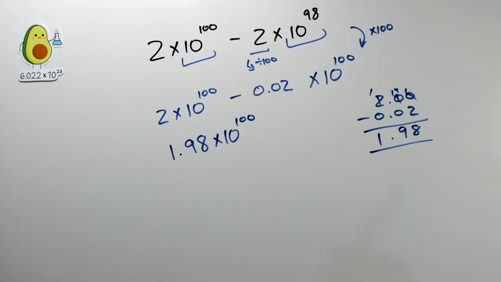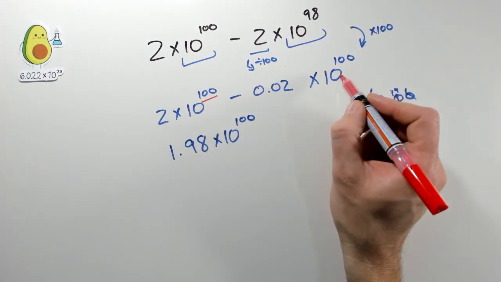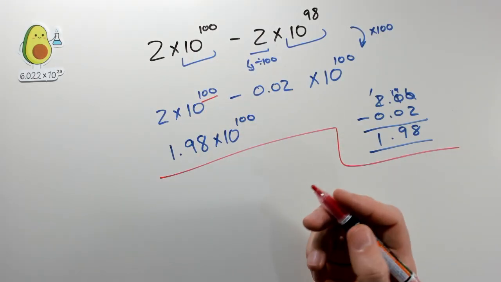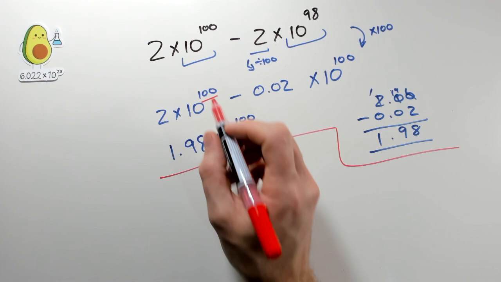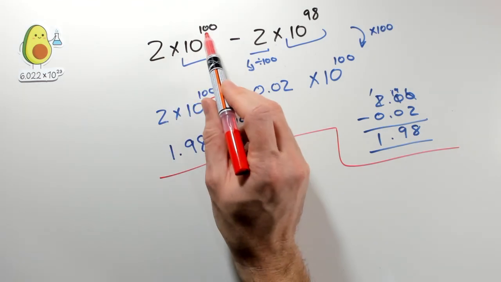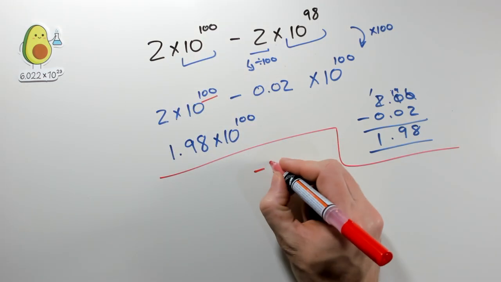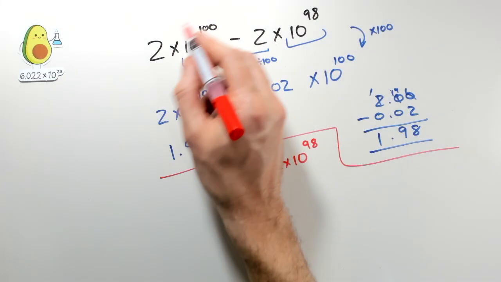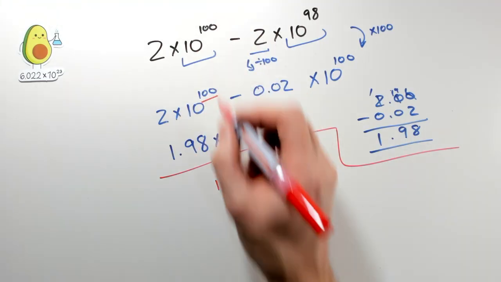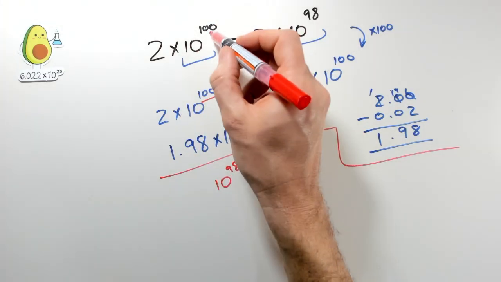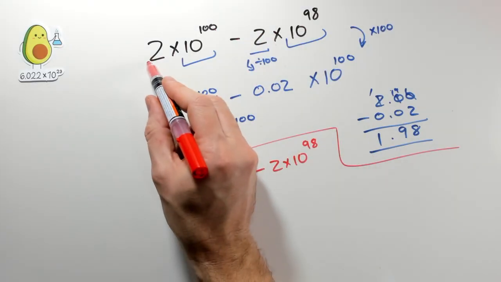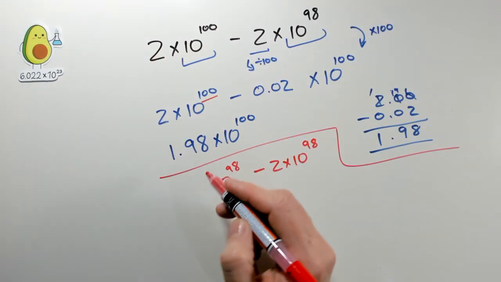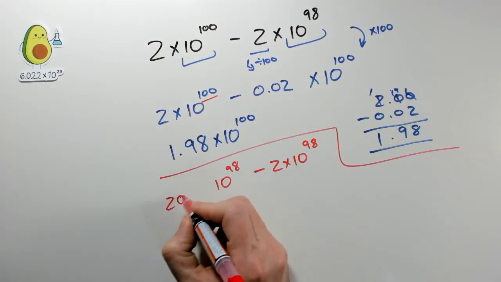Now your question might be, what if I changed this one and not this one? So let's just look at what that would look like. It won't be wrong, there'll just be a little tweak you have to do at the end. So let's say I want to keep the 2 times 10 to the power of 98, and I want to change the 10 to the power of 100 to 10 to the power of 98. So basically I divided by 100, and then here I'm going to multiply by 100. So it's going to be 200 times this.